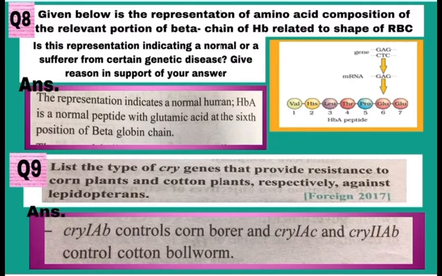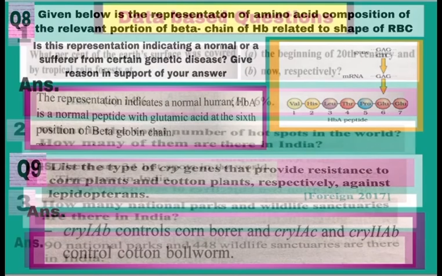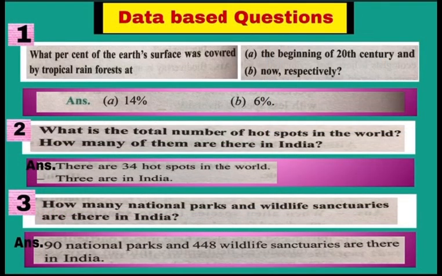Clear? Question number 9. List the type of cry genes that provide resistance to corn plants and cotton plants respectively against lepidopterans. Cry1AB gene controls corn borer and Cry1AC and Cry2AB genes they control cotton bollworm. Now let us do some data based questions from ecology section.